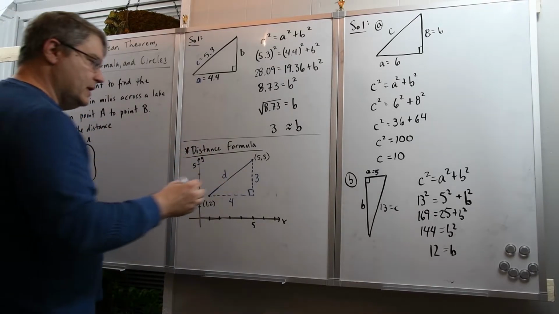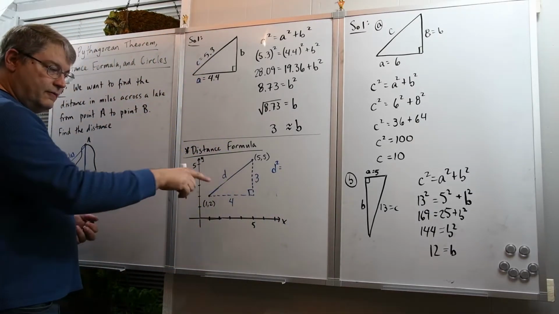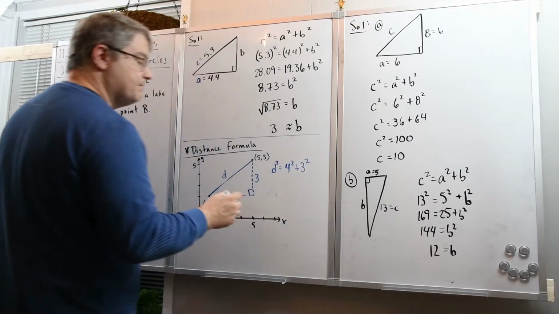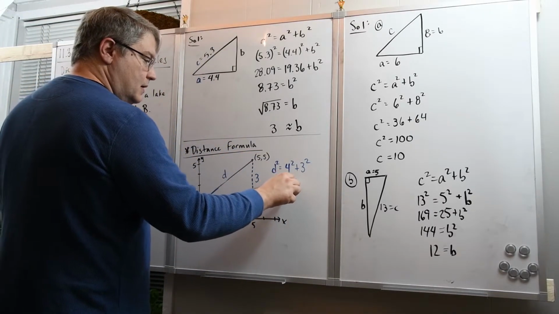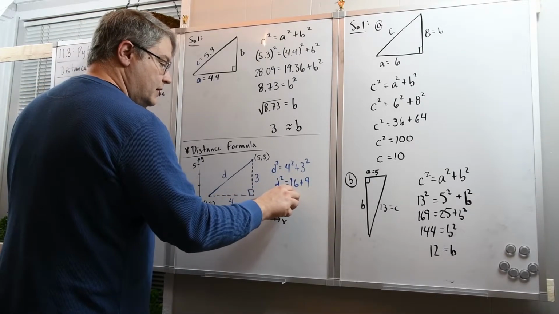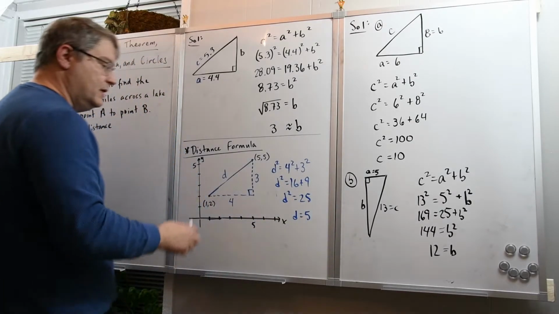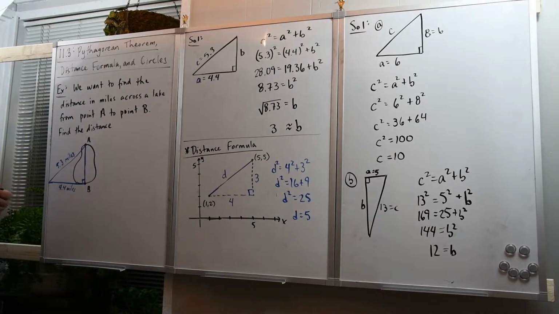then we know that d squared is the same thing as 4 squared plus 3 squared. Now the 4 squared is the same thing as 16. The 3 squared is the same thing as 9, which means d squared is 25, or d equals 5. So now we know the distance between this point and that point is 5 units.